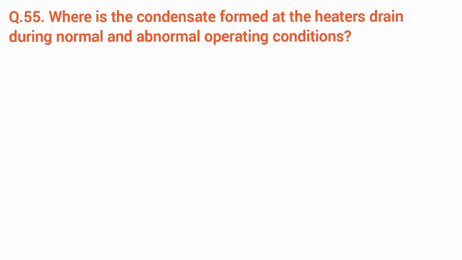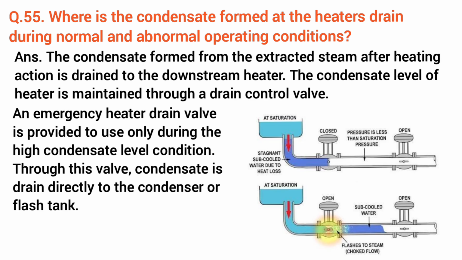Where is the condensate formed at the heater drained during normal and abnormal operating conditions? The condensate formed from the extracted steam after heating action is drained to the downstream heater. The condensate level of the heater is maintained through a drain control valve. An emergency heater drain valve is provided to be used only during high condensate level conditions. Through this valve, condensate is drained directly to the condenser or flash tank.